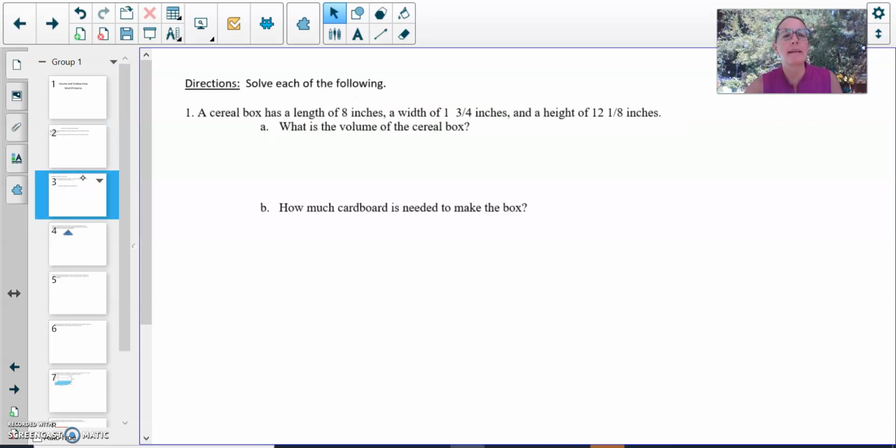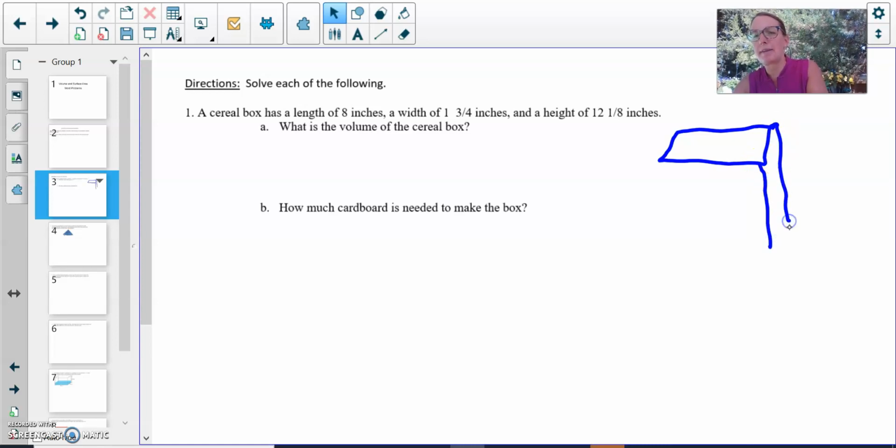So here's some examples. A cereal box has a length of 8 inches, a width of 1 3/4 inches, and a height of 12 1/8 inches. What is the volume of the cereal box? I'm just going to make a quick sketch. A cereal box is a type of rectangular prism, so I'm going to sketch it over here on the side. That will help us visualize and think about what's happening in the problem.